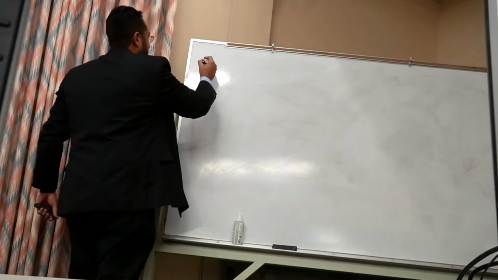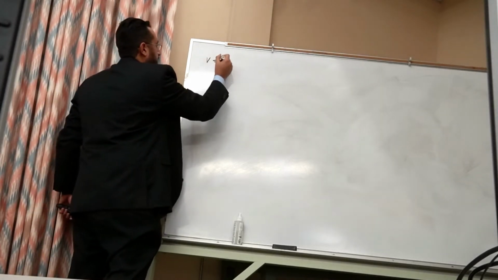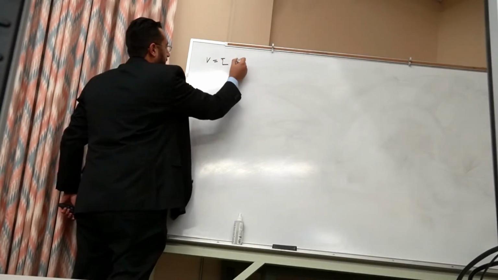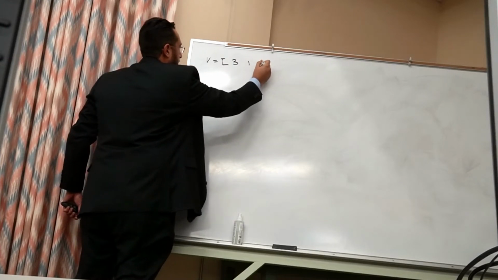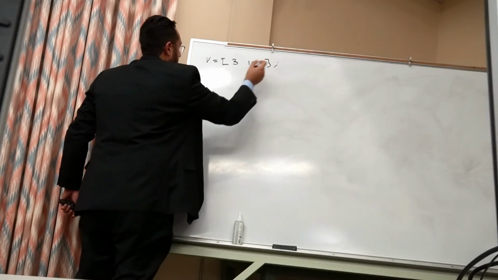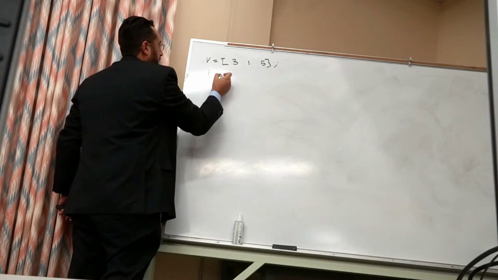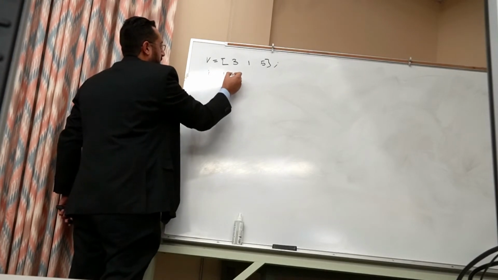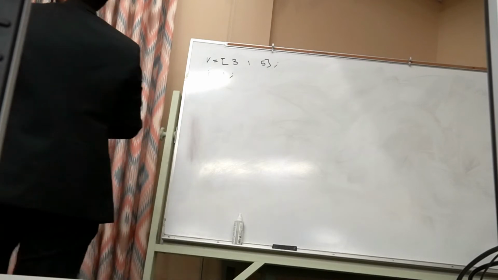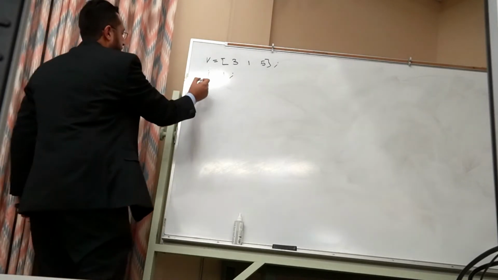Right, let's do the solution together. So we have V, can you let me know? V equals, as an array, 3, 1, and 5. Then we had I equals 1. Confirm for me, guys. Okay. Yes.